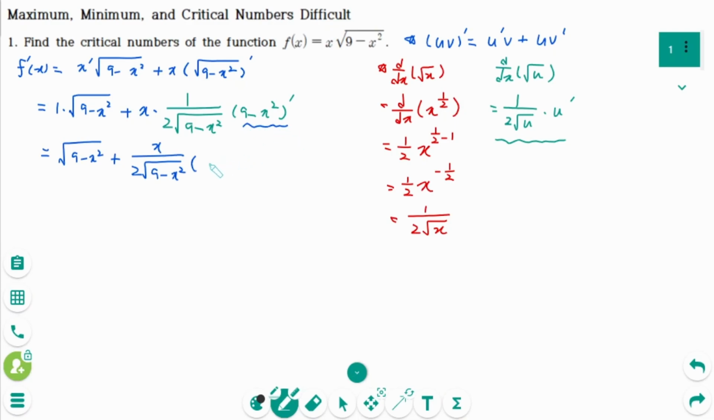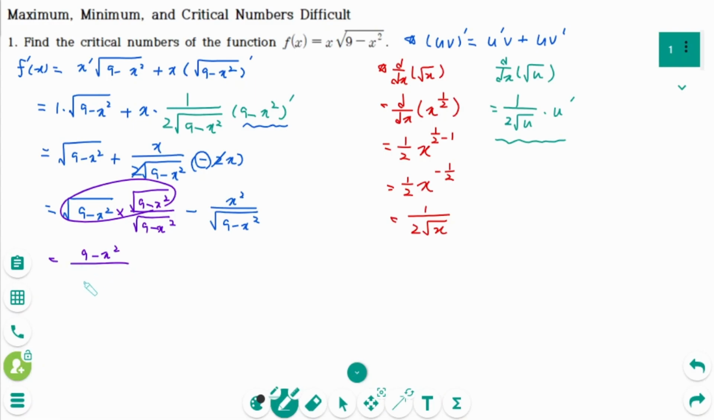(9 minus x squared)' is minus 2x, equals the square root of 9 minus x squared, minus 2 is cancelled, then x squared over the square root of 9 minus x squared, then times the square root of 9 minus x squared over the square root of 9 minus x squared here. Then together, 9 minus x squared over the square root of 9 minus x squared minus x squared over the square root of 9 minus x squared equals (9 minus 2x squared) over the square root of 9 minus x squared.